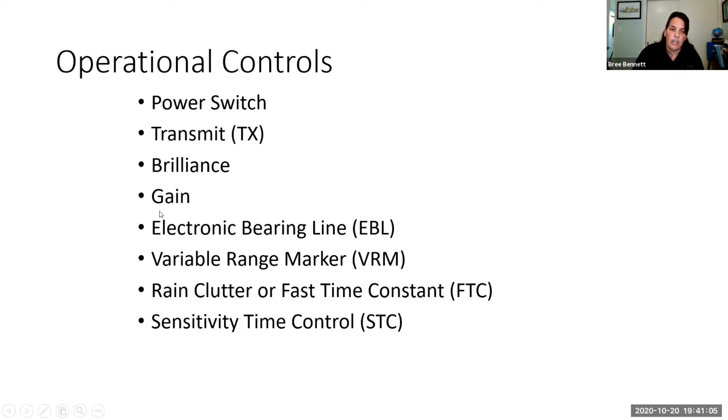Your gain, I think I'm going to show you some examples of gain, and I definitely have examples of an electronic bearing line, a variable range marker. So a bearing and a range. From your navigation courses, you know what those bearings and ranges are, right? So this is how we, using our EBL and VRM, get that data of a range and bearing from an object. And then we have our tune controls. We have our rain clutter and our sea clutter that helps us fine tune the image that we're looking at. So we are going to dive into those.